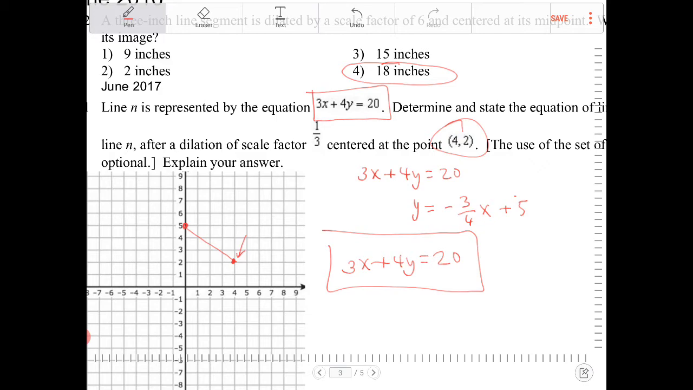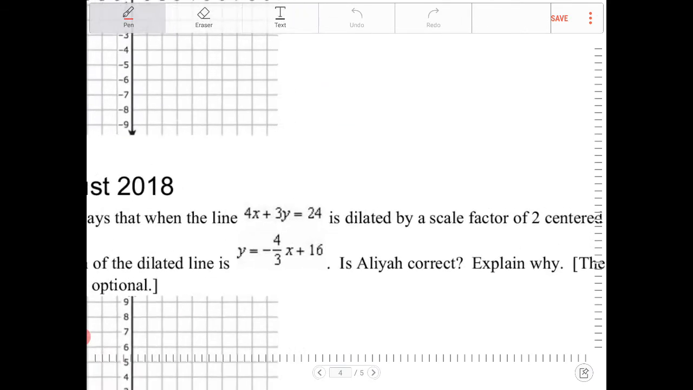So imagine this, right? This line goes on forever in either direction. And this being the center of dilation, when I dilate this line, the image will be on top of this line, which is the same exact line. So it's no different. All right.